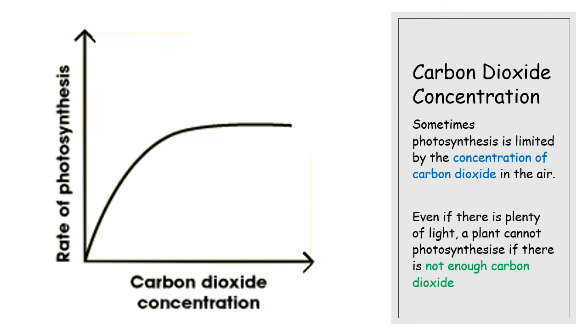But likewise, we've got a plateau. And again, that is where, despite having more and more carbon dioxide, the amount of light available is limiting the rate of photosynthesis. So if we were to increase the amount of light, we could still see an increase in the rate of photosynthesis as we add in more carbon dioxide. So the two of those things work together.